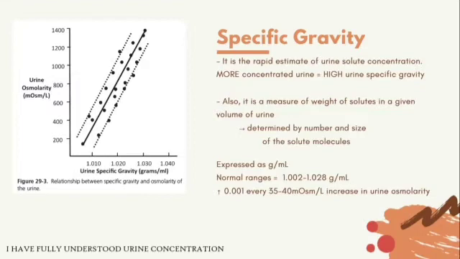But remember that the relationship of these two is altered by the presence of a significant amount of large molecules in the urine, for example glucose and some antibiotics, which means that this may falsely suggest highly concentrated urine despite a normal urine osmolarity.